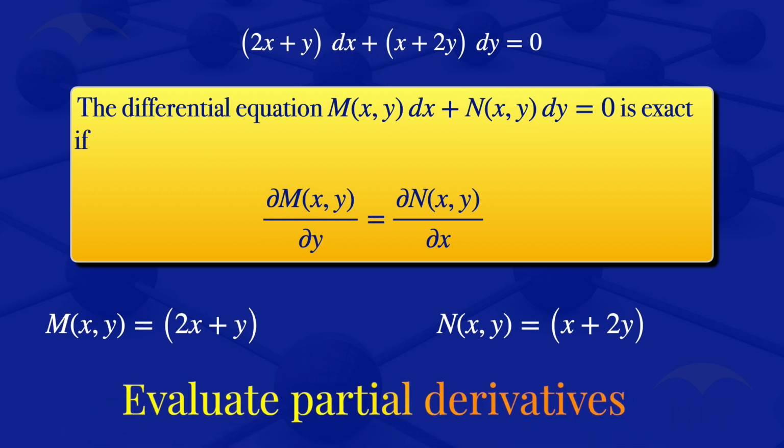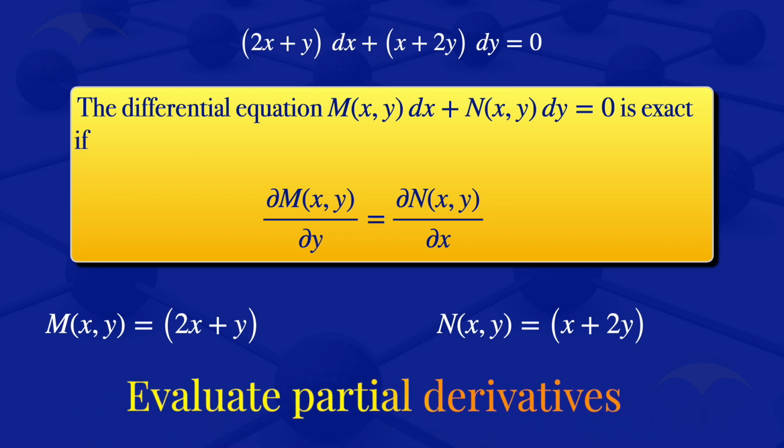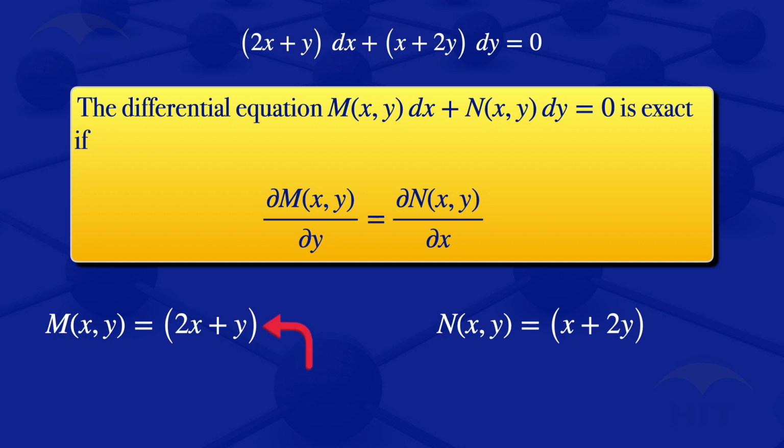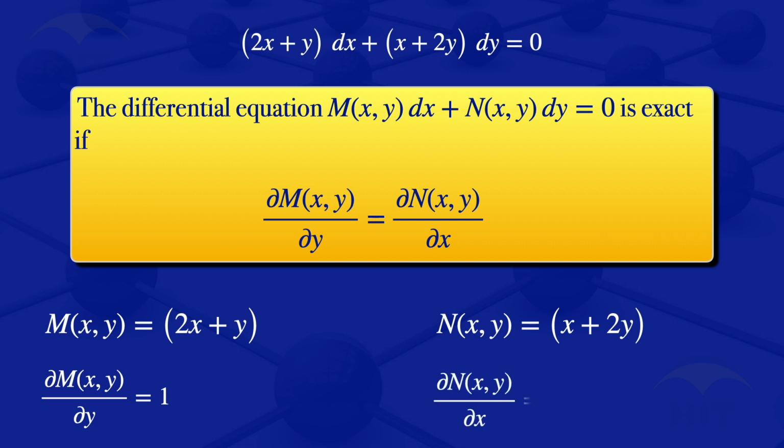I now go on and evaluate the partial derivative of M with respect to y. So I will be differentiating the 2x + y with respect to y. When you are differentiating partially with respect to y, we'll be treating x as if it's a constant. So the partial derivative of M with respect to y will give us a 1. We'll go on and evaluate the partial derivative of N with respect to x. We are looking at the x + 2y here. So when differentiating with respect to x, we will be treating y as if it's a constant. So the partial derivative of N with respect to x will give us a 1.